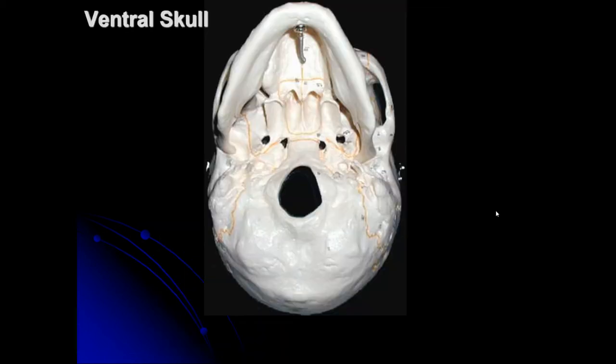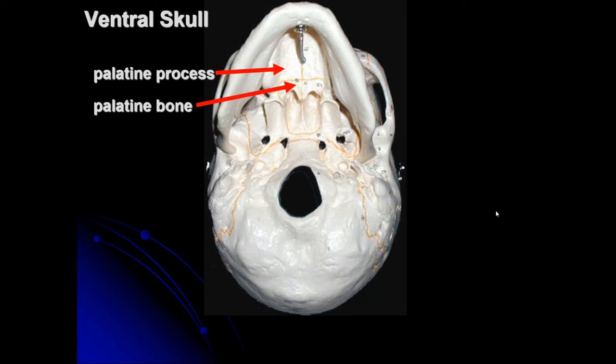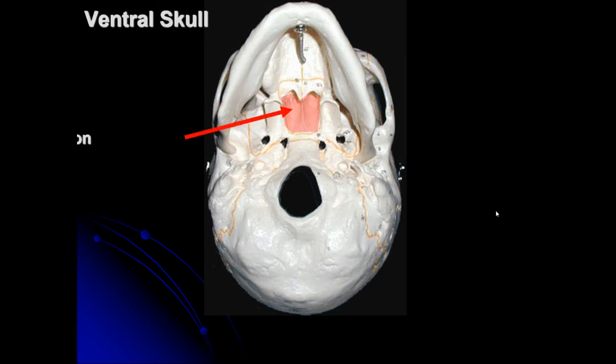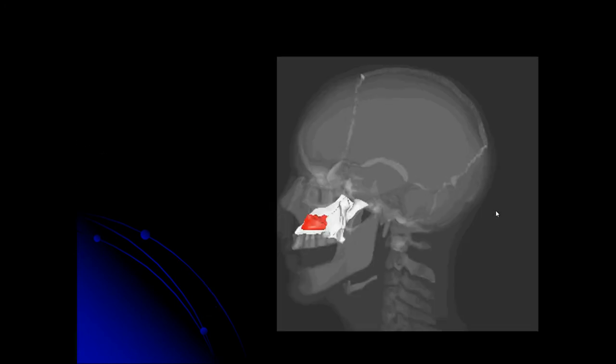If you look at the vomer in the posterior portion, it's actually bigger than it is in the anterior. So here's our palatine process, our horizontal plate of the palatine bone, and then right in the very center here is the vomer. So that's the vomer.